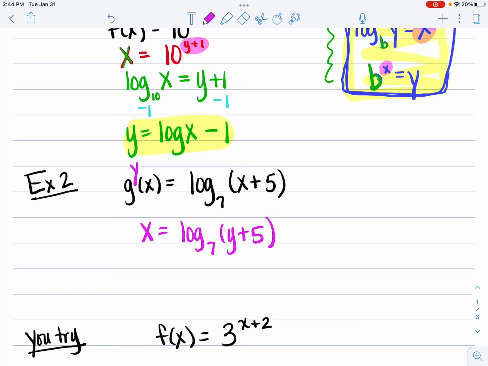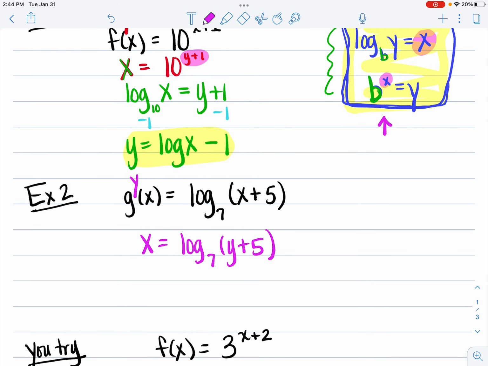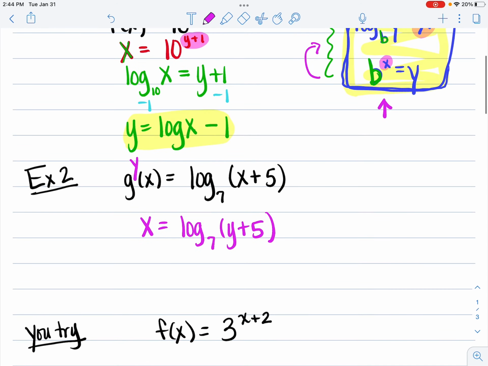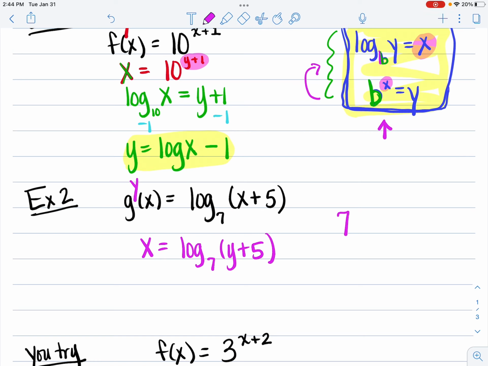The problem this time is that the y is inside the logarithm, and I can't just add, subtract, or divide like I normally would in an equation. So I'm going to use this property to help me rewrite it as an exponent, but this time we're going backwards. I can see the base of my logarithm is a 7, which would make the base of my exponent a 7. The base of the logarithm is the base of the exponent.